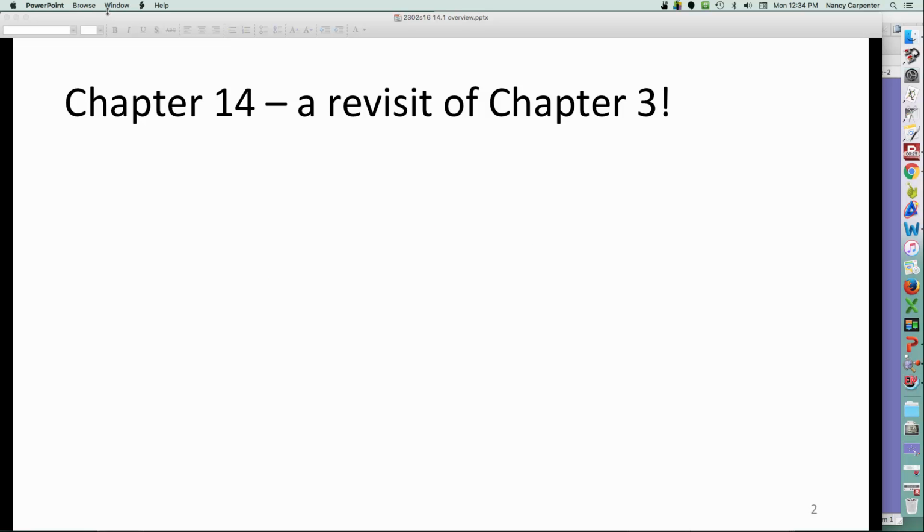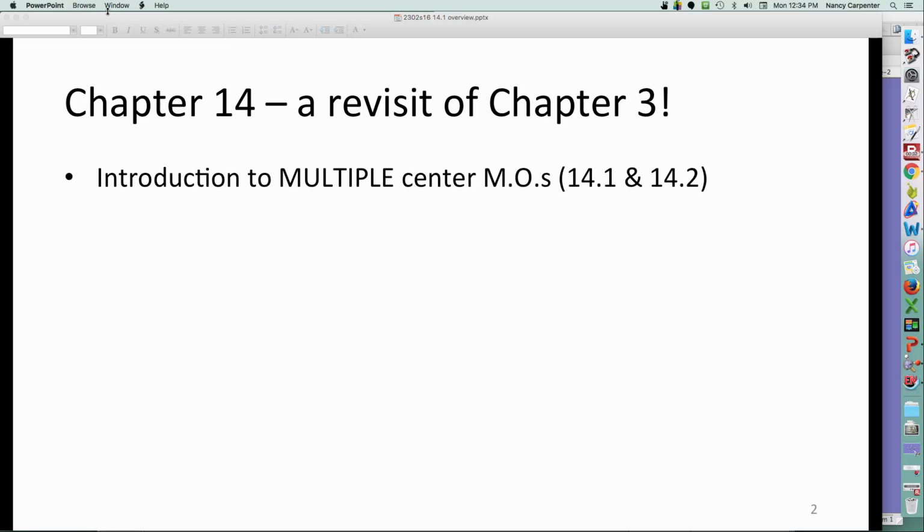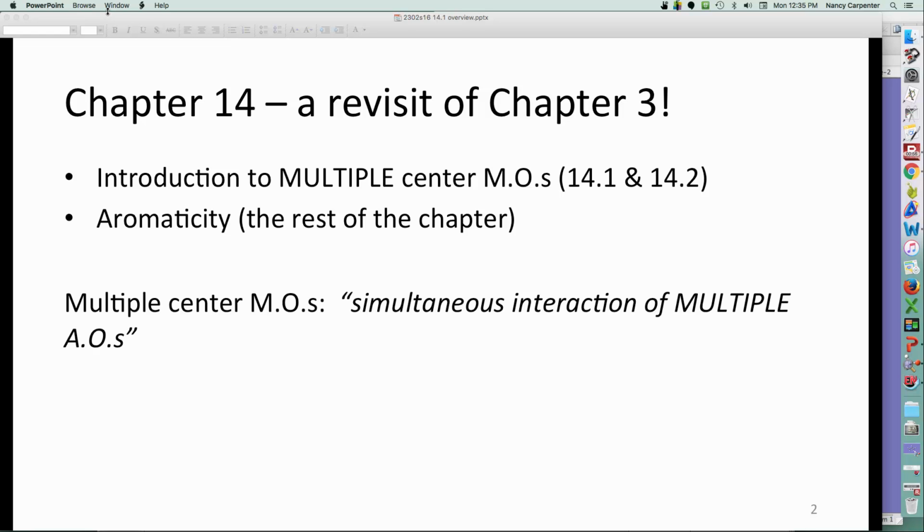So this is chapter 14, which is actually a revisiting of chapter 3 when we first started looking at molecular orbitals. What's different? Well, now we're looking at molecular orbitals that are not just localized on two adjacent atoms. They actually spread out across a whole slew of atoms. It's very useful for understanding reactivity, and a big part of chapter 14 is understanding the concept of aromaticity. This mini lecture will focus on just the earlier parts of chapter 14.